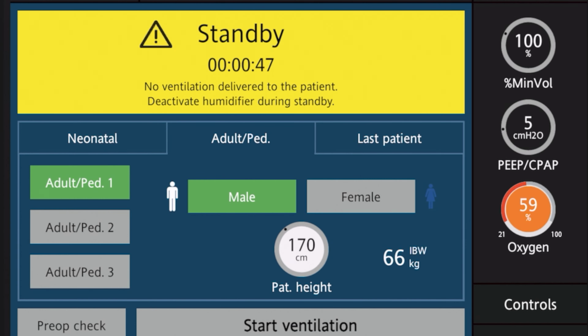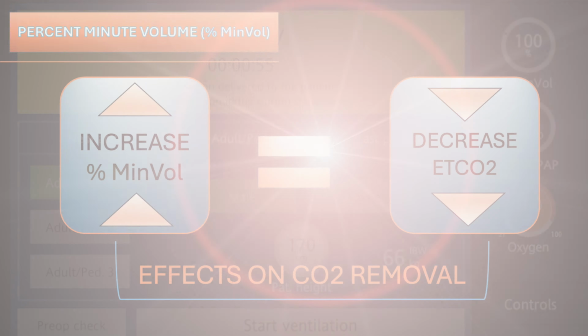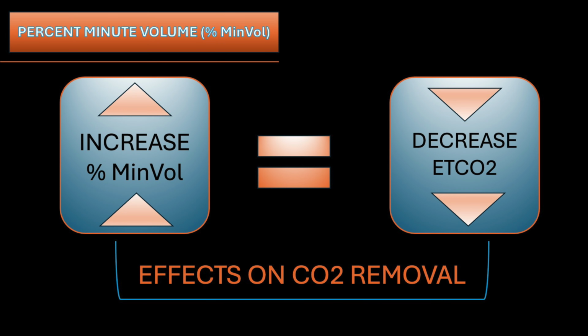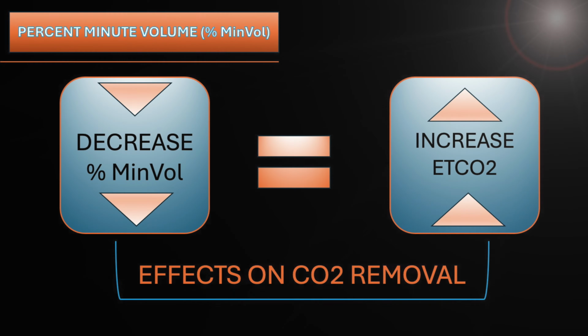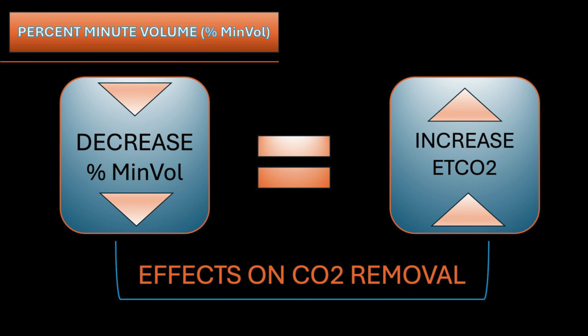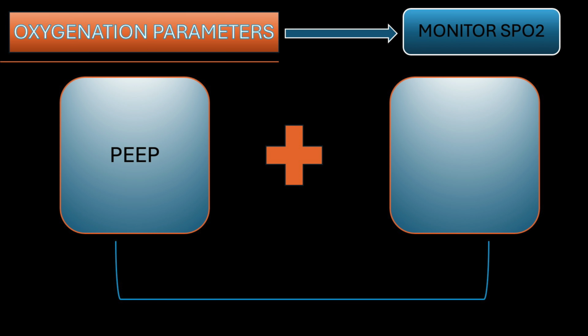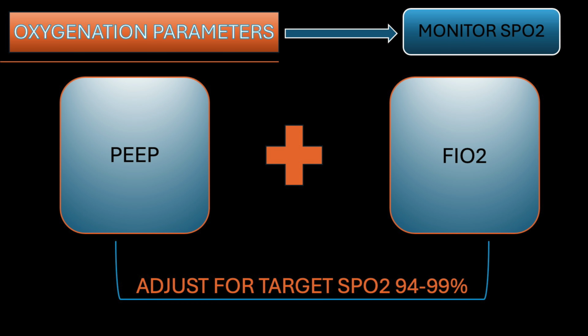Understanding the impact of ASV's parameter controls on patient outcomes is crucial for effectively utilizing ASV. The percent minute volume, one of ASV's main parameter controls, directly affects CO2 elimination, while PEEP and FiO2, the other two primary controls, influence oxygenation.